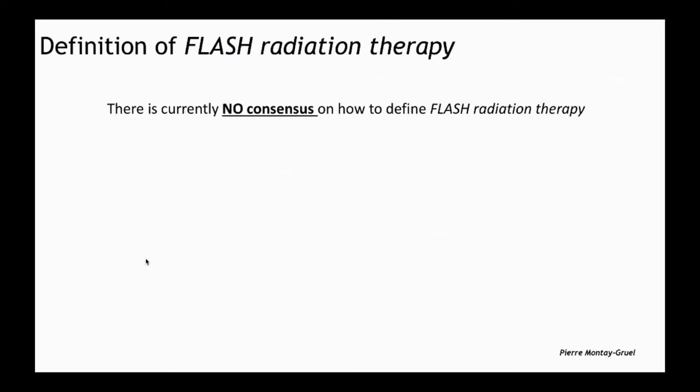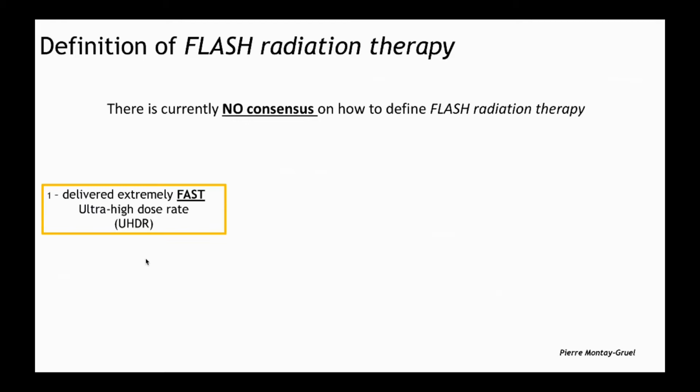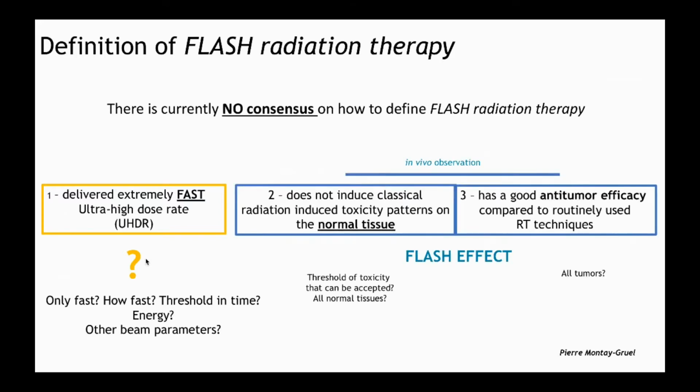There's no real consensus about how to define FLASH. We know it's delivered extremely fast. How fast? And what is the threshold in time and energy? And are there any other beam parameters that are important? And also, it doesn't induce classical radiation-induced toxicity patterns, but we're not sure about the threshold there. And also the anti-tumour efficacy is still being worked on. Does it work for all tumours?